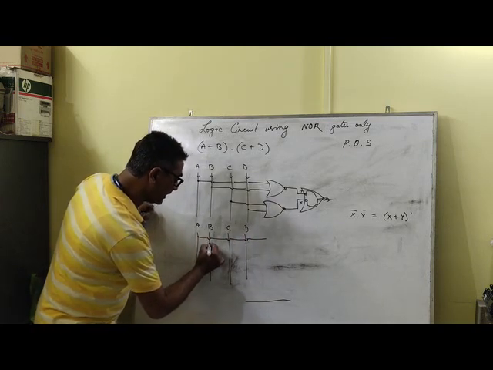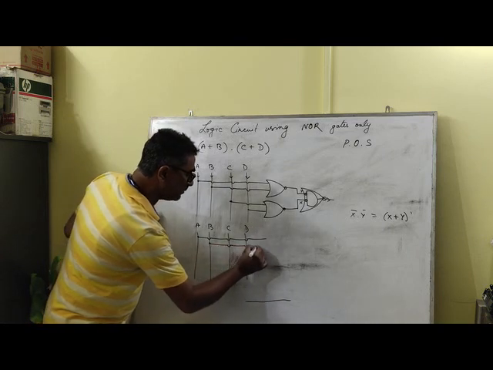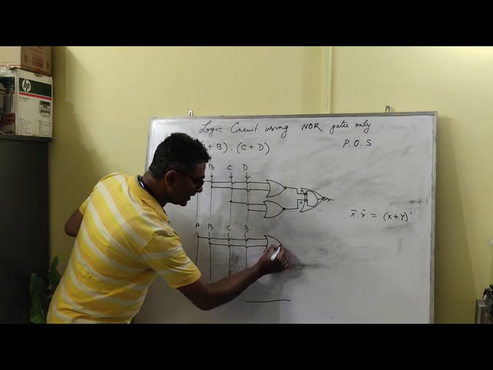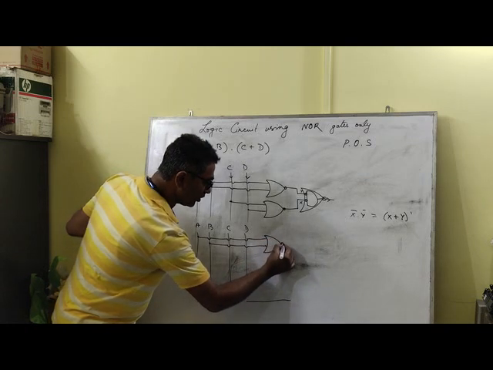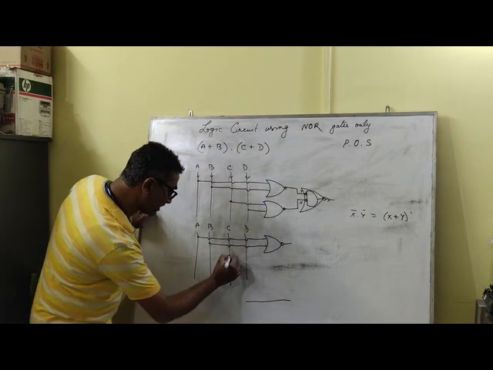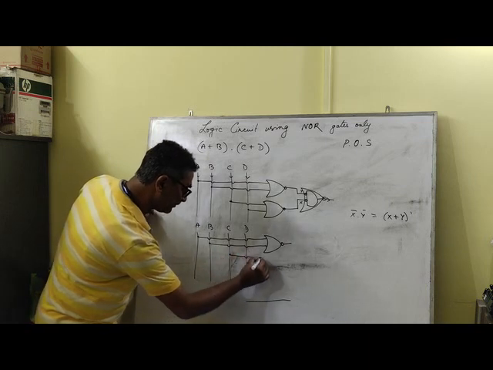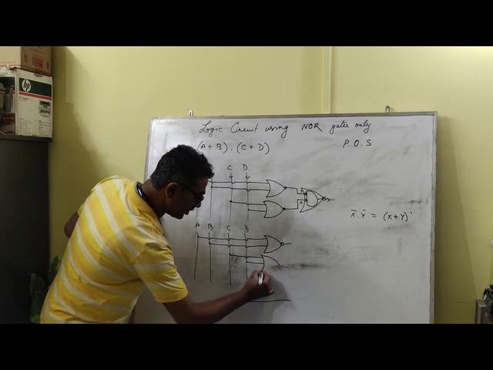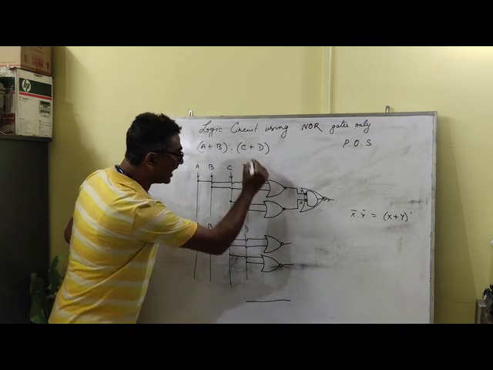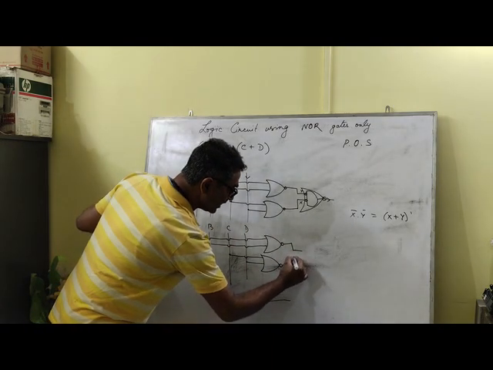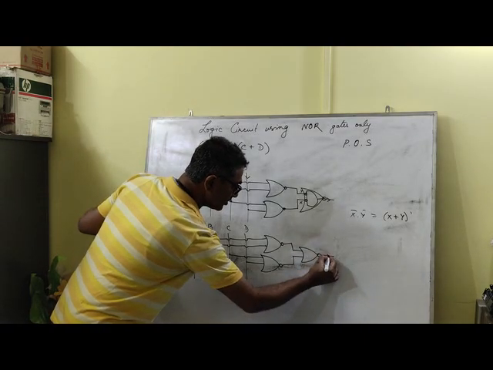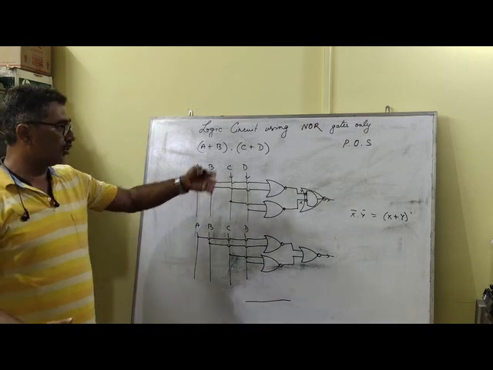A and B, so A plus B, it's OR, but we'll draw NOR. And then what do we have? C plus D, it's OR, but we'll draw NOR. And then we have AND in the middle, however, we'll use the NOR gate. So here we have the same circuit using only the NOR gates.